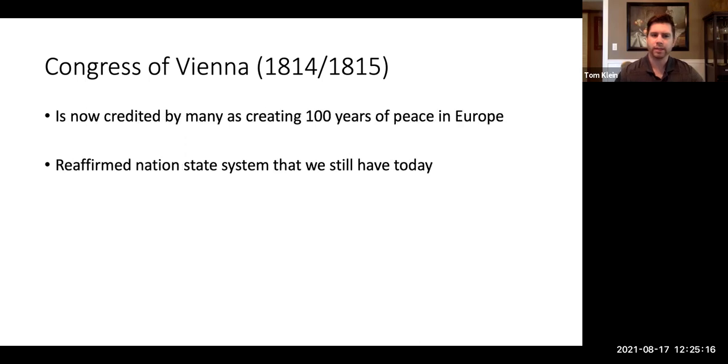And ultimately, we can credit the Congress of Vienna, again, which took place in 1814, 1815, as creating about 100 years of peace in Europe. So certainly effective, basically a regathering of the Peace of Westphalia that created an additional 100 years of peace. And it reaffirmed this respect for sovereignty in the nation state system that was created in the Peace of Westphalia that we still have today.